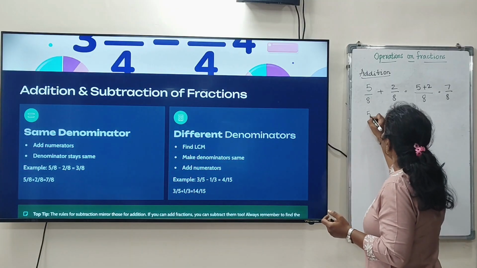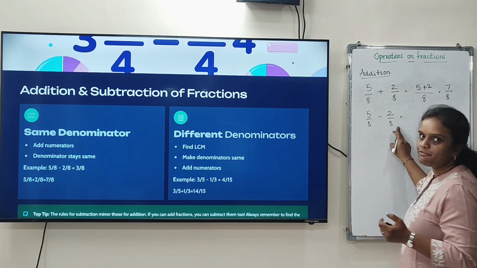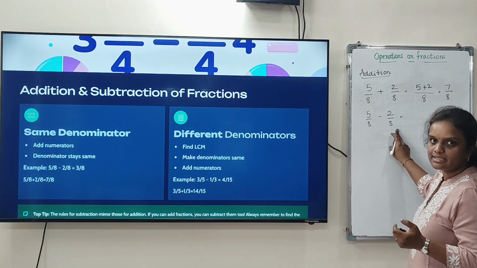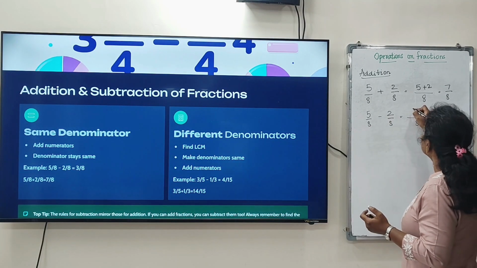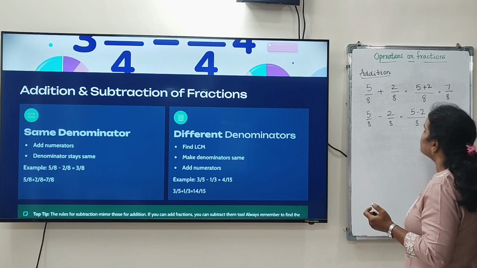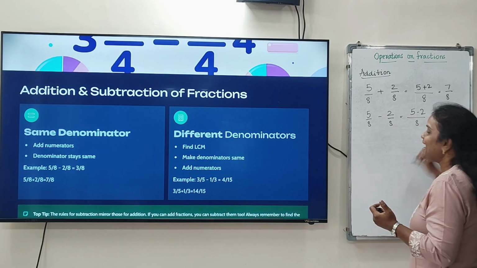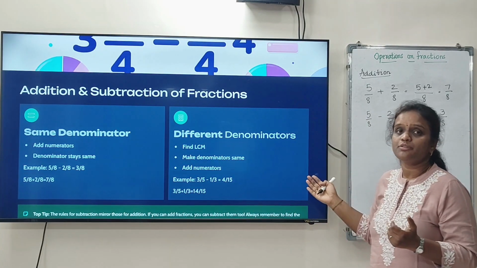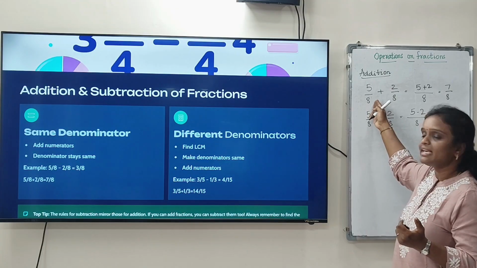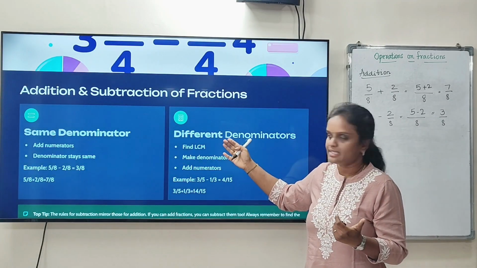Now we will go through the subtraction for the same denominator case. We will take the same fractions. Again the denominators are same, so keep the denominator as it is. What about the numerators? You have to simply subtract the numerators. 5 minus 2 is 3. 3 by 8. This is how simple the addition or subtraction of fractions is in the case of same denominator. Now let's go to the different denominator case.